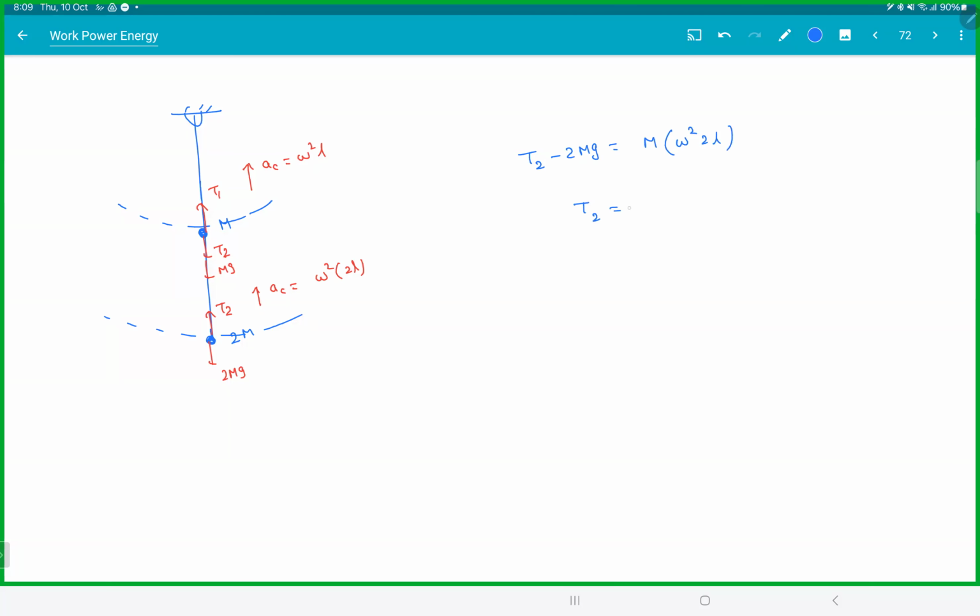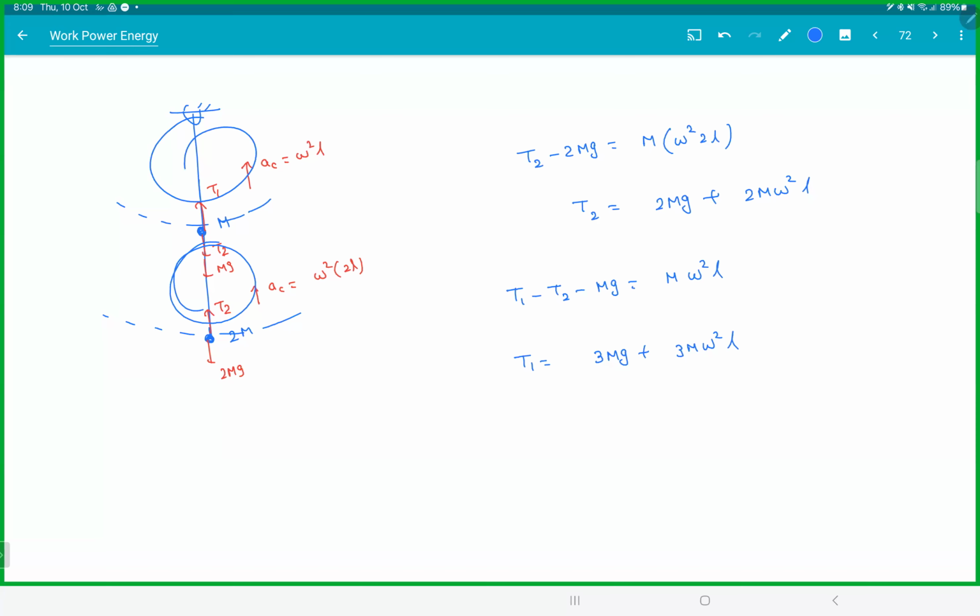From here you'll get the value of T2. The value of omega you already know, you can substitute. And for that guy, it'll be T1 minus T2 minus mg is m omega square L. So T1 will be T2, which is 3 mg plus 3m omega square L. That's how you find them. So the rod will have two different tensions. This rod will have one tension, this rod will have another tension. The upper part and the middle part will have two different tensions.